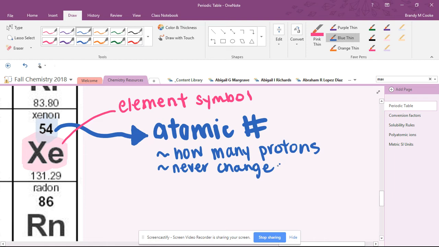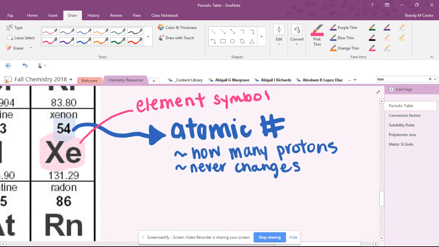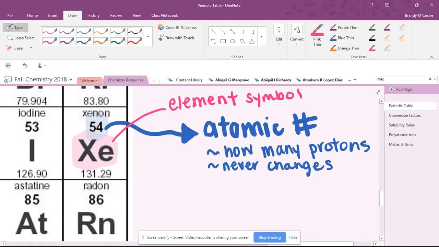And if it did, let's say we somehow used science and we took a proton out of xenon and then it had 53 protons. Well, it's not xenon anymore, it's iodine. It is the identifier. This number tells me what it is. If it's 53, it's iodine. If it's 54, it's xenon, et cetera. So the atomic number doesn't change. It tells you how many protons, and that's that.